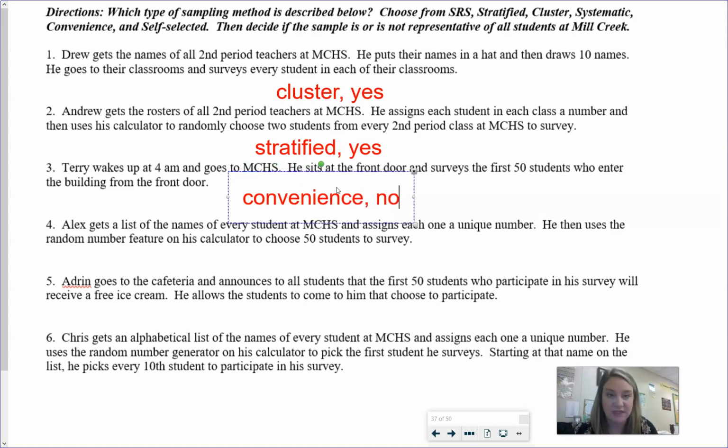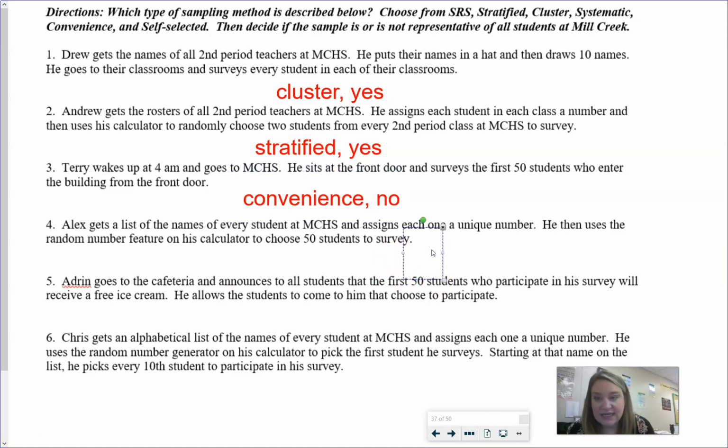This is not going to represent the school, because think about how many entries there are to a school. Number one, not everyone goes through the front doors, right? There's side doors. Some people, maybe the bus ramp. The bus ramp's on the side of the building, right? But this is not going to represent the school. It is very convenient for Terry to just ask people who are just walking in the front door. That's not going to represent the school.